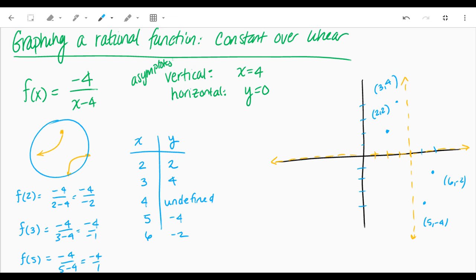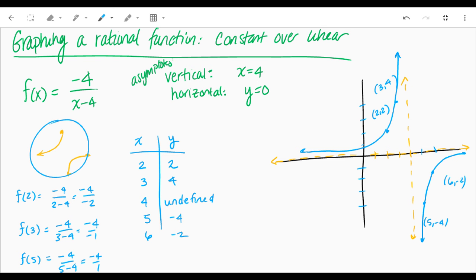So connect those 2 points with a curve, and then just get closer and closer to an asymptote, closer and closer to an asymptote. Remember, we're not going to cross the asymptotes. Closer and closer, closer and closer. All right. Okay, we got another graph now.